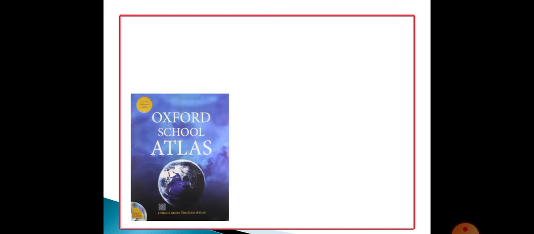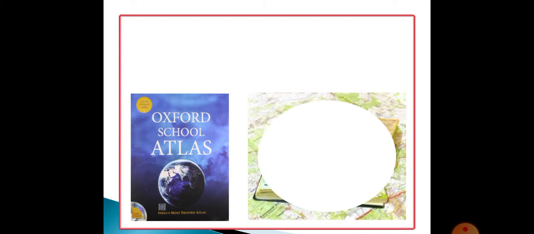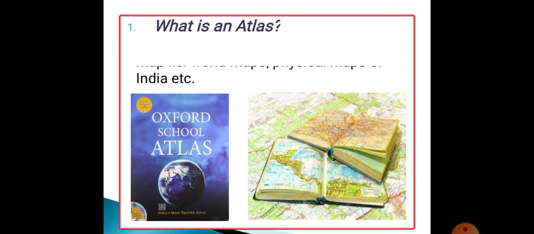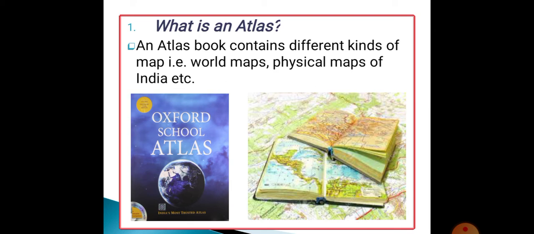Now let's go. What do you mean by atlas? As we were reading the lesson, there was a word which said atlas. You can see the image. There is a cover page of atlas, and if you open the book, you have different kinds of maps. The atlas shows all the different kinds of maps, like political map, physical map of a particular state, of a particular country, or a world map, anything. So what is an atlas? As I said, a book which contains different kinds of maps, world map, physical maps of India, etc. Any country.